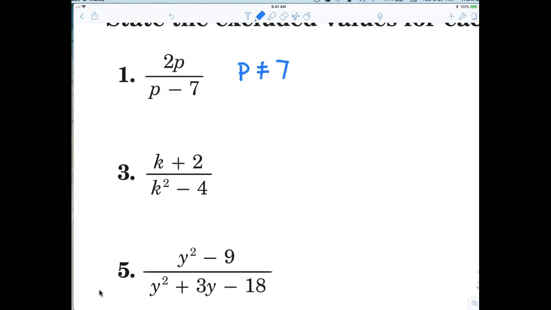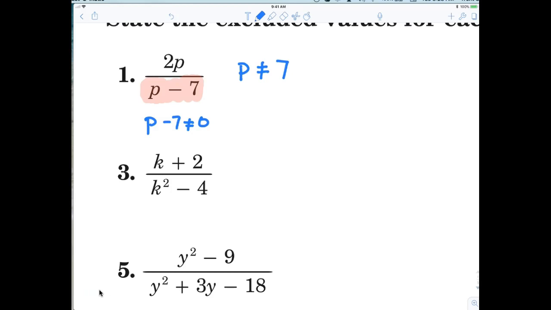Now somebody tell me why it cannot equal 7. That's exactly correct. The numerator, we don't care what the numerator is because the numerator can be 0. The numerator can be negative. The numerator can be positive. The only thing that matters is the denominator. And what number would make the denominator 0? Obviously what? 7. Now, if you're having trouble seeing that, the mathematical way would be to say P minus 7, which is the denominator, cannot equal what? Cannot equal 0. So you just add 7 to both sides. It really is that simple.